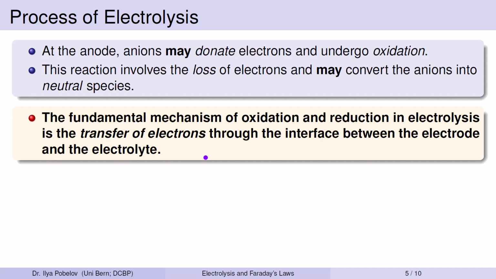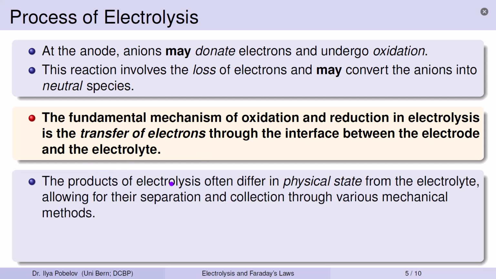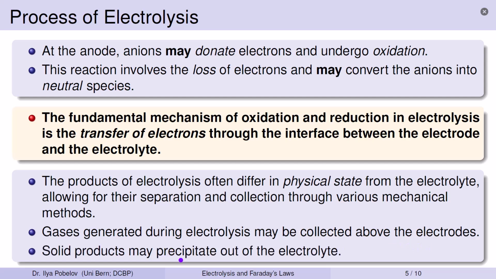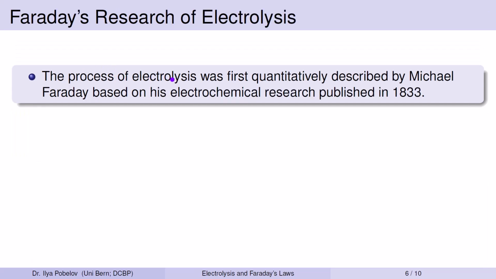and the electrolyte. The products of electrolysis often differ in physical state from the electrolyte, allowing for their separation and collection through various mechanical methods. For example, gases generated during electrolysis may be collected above the electrodes, while solid products may precipitate out of the electrolyte. The process of electrolysis was first quantitatively described by Michael Faraday, based on his electrochemical research published in 1833.